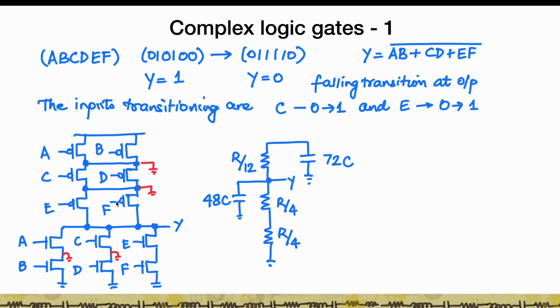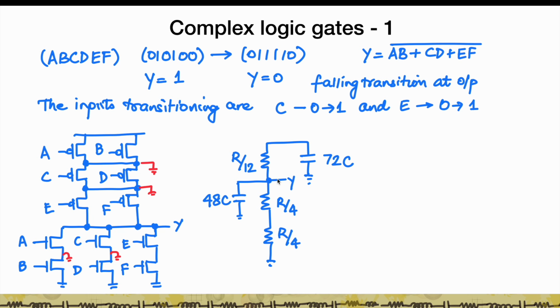Furthermore, remember when I do E 0 to 1, F is 0. So my F sees this path, so this node is also at VDD. That also needs to be pulled down. So in fact, what you're going to see is that this node is loading up the circuit. This node is 72C connected via an R by 12, which is this transistor F, to the output node. Now the delay I want to find is from the ground to Y. Not the delay to this node, which is obviously going to be longer. But I want to find the delay from 0 to Y, and this node is going to impact that delay.